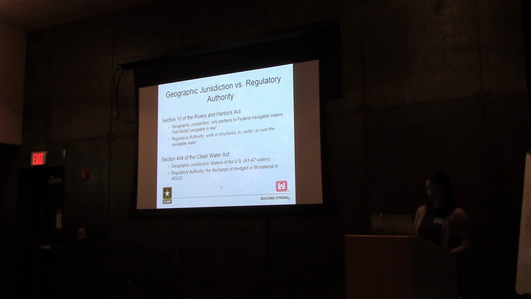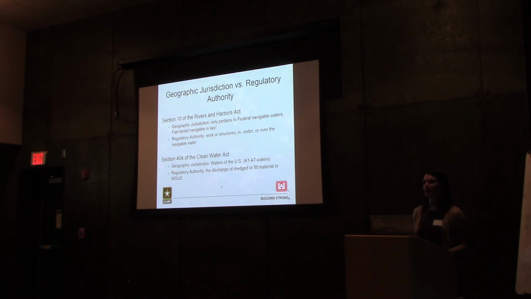So we have Section 10 of the Rivers and Harbors Act, and this is the federal navigable waters. There's actually a list of navigable waters, and these are the really big waters. These are the Mississippi River, the St. Croix River, Lake Superior, those sorts of things. It is an actual defined list. We cannot add to that list, and we cannot subtract from that list.